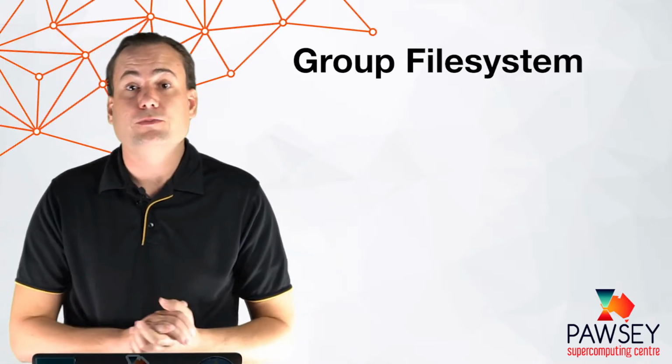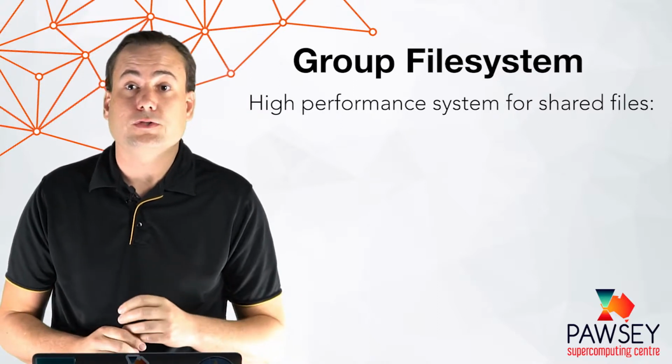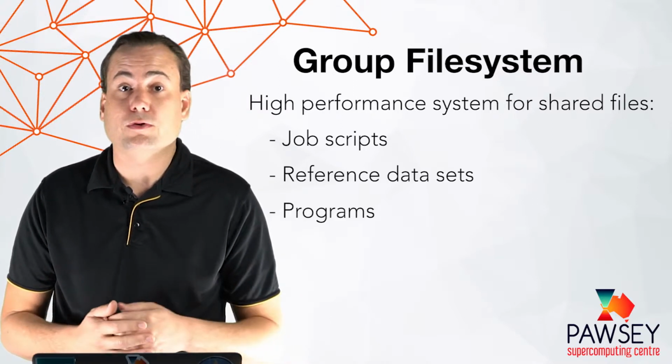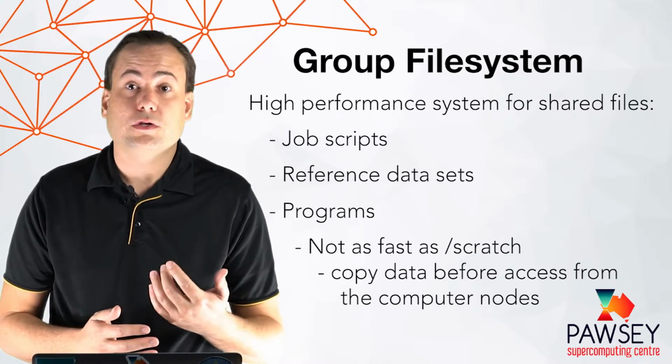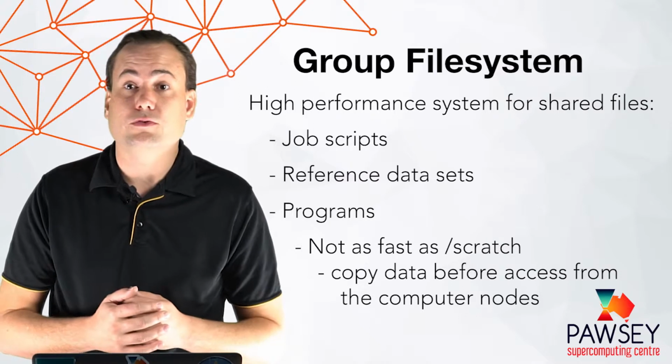The group file system is another high-performance file system. It is intended for shared project files, such as job scripts, reference datasets and programs. It is not as fast as Scratch, and so files for larger parallel jobs should be staged to Scratch before and after the job executes.